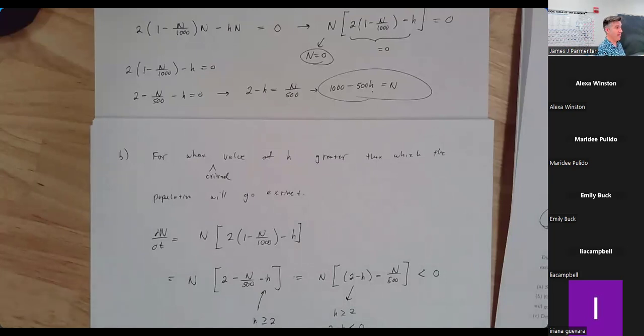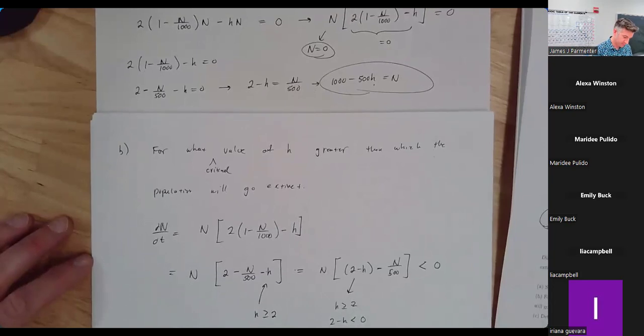If you're asked about what values you need for something to go extinct, you have to find the thing that makes your dn dt, your growth rate, always negative. Yeah, okay.